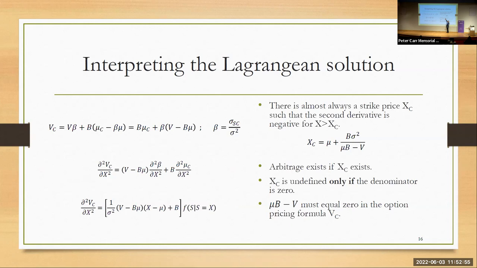Except in one case. Mu, the natural mean, discounted at the risk-free rate, minus the value of the cash flow, that's asset one, that can't be zero. But what does it mean if that's zero? This says we need to find some way to make this impossible. And the only way to do that is to make that denominator equal to zero. That's, of course, the risk neutral price. The only time when this is undefined, it's got to be equal to zero, at least it doesn't change the parameters. Just in the option pricing formula, that has to happen.